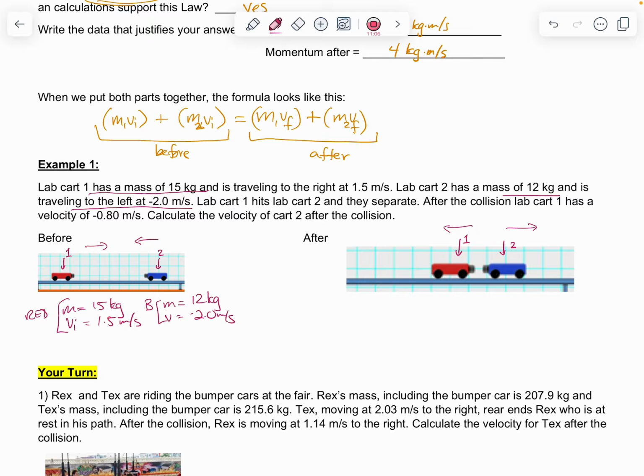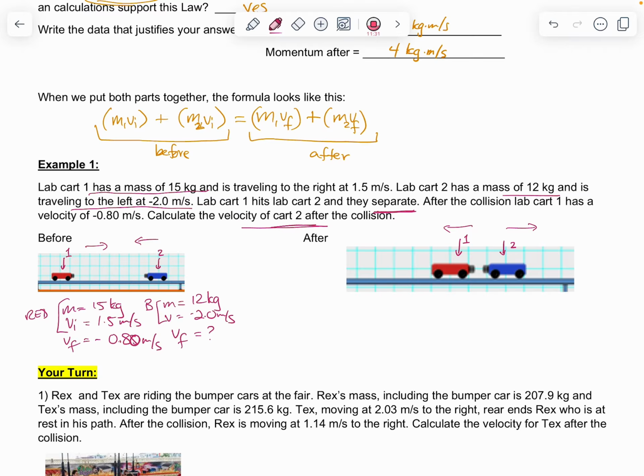Lab cart 1 hits lab cart 2 and they separate. So I've got an elastic collision here. After the collision, lab cart 1 has a velocity of negative 0.80 meters per second. So there's my VF is negative 0.80 meters per second. And I would like to know the final velocity of cart 2. That's what I don't know.